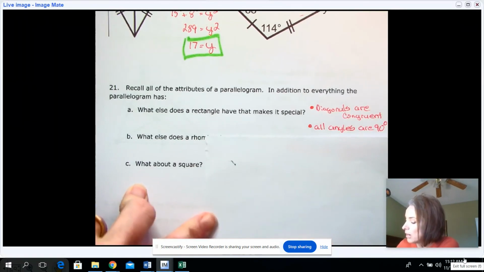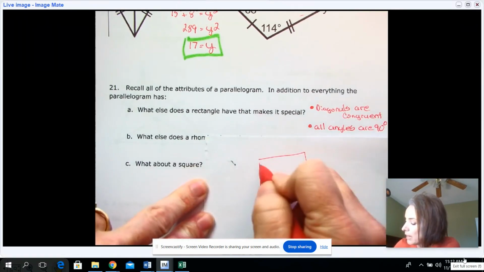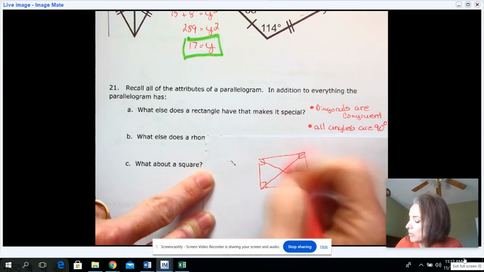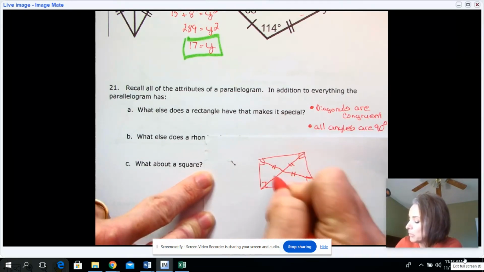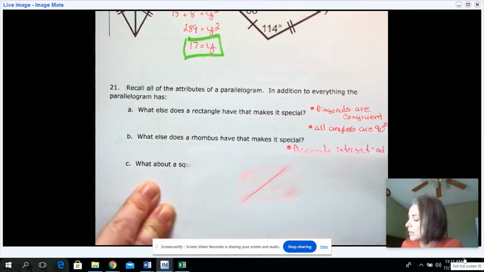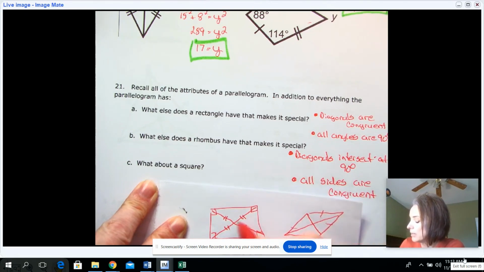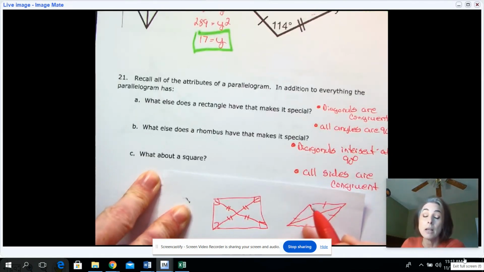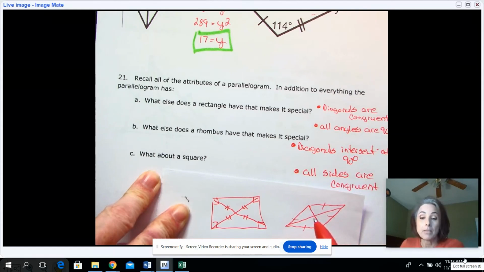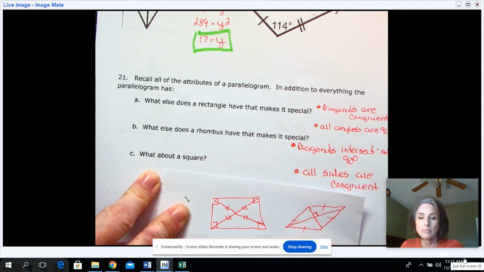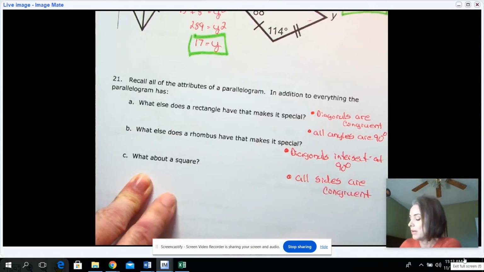So just to show you, on a rectangle, all the angles are right angles, and the diagonals not only bisect each other, but they're congruent. So this would be equal to this, would be equal to this, would be equal to that. So that's a rectangle. On a rhombus, all the sides are congruent. And the diagonals aren't equal like on a rectangle, but they do bisect each other like on the parallelogram, and they intersect at a 90-degree angle. So that's the deal with a rhombus.